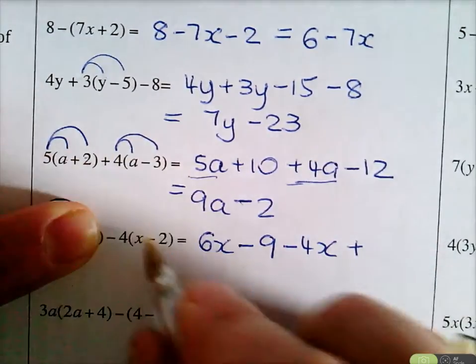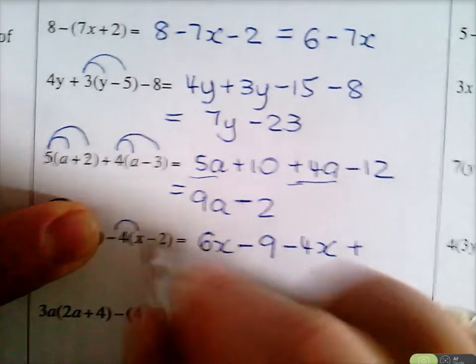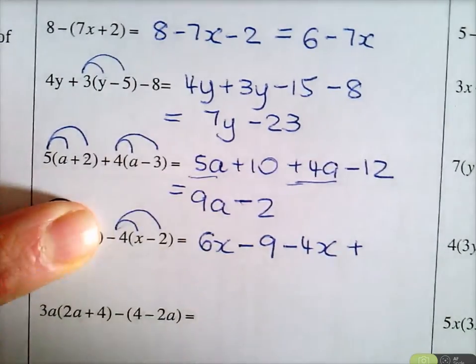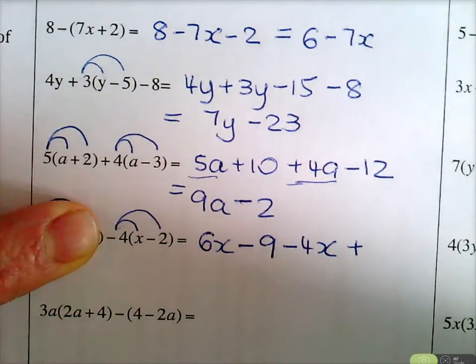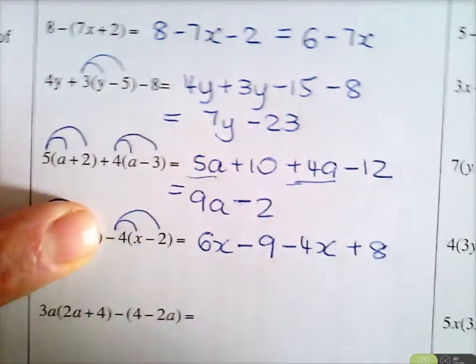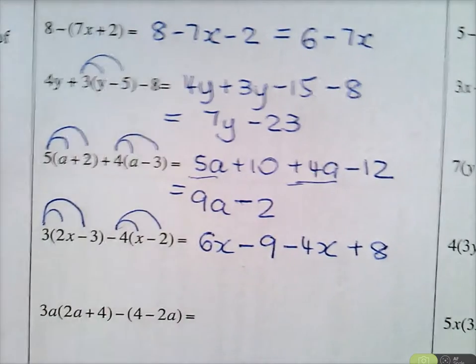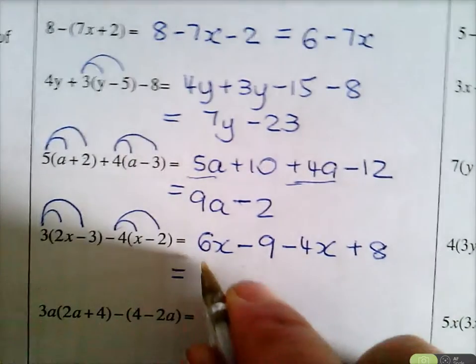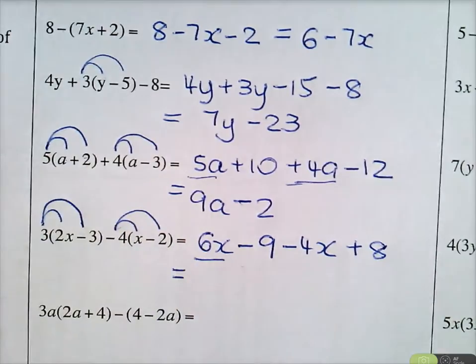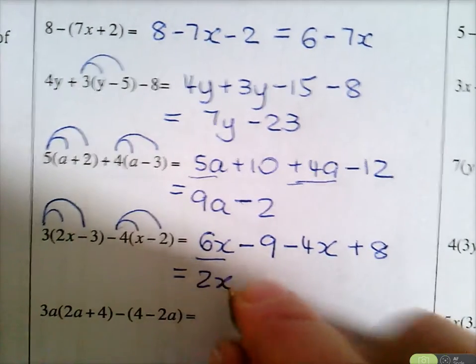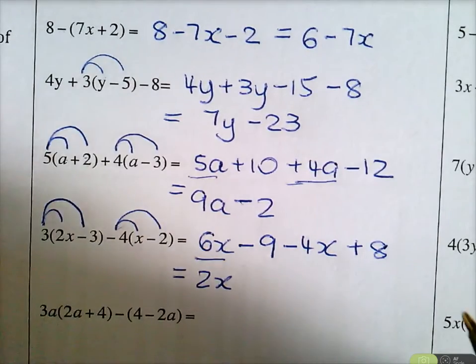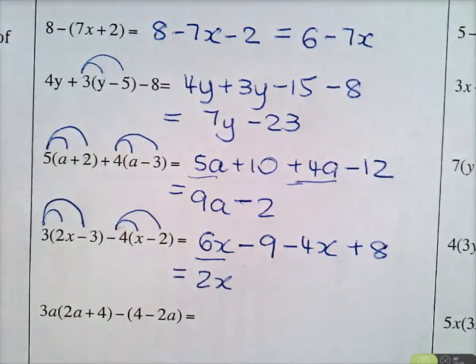Plus minus 4 times x is minus 4x. Minus 4 times minus 2 is plus what? 8. You must multiply the number in front by each of those. Are there any 6x, 2x, minus 9 plus 8 is minus 1. There are more minuses than pluses.